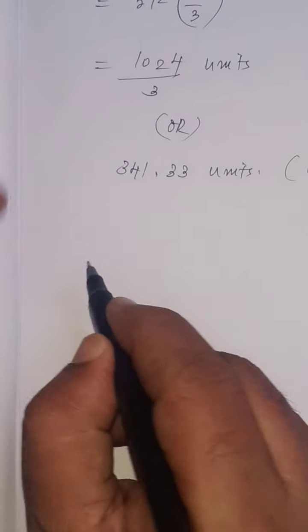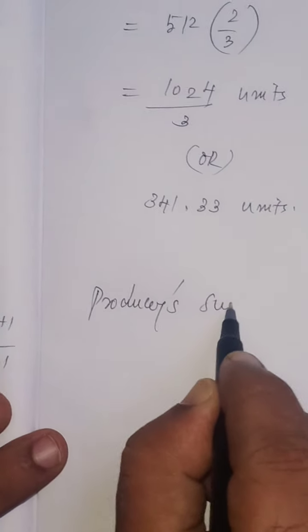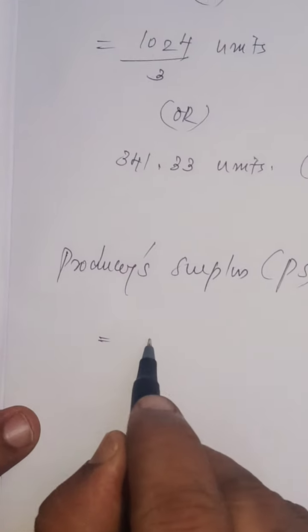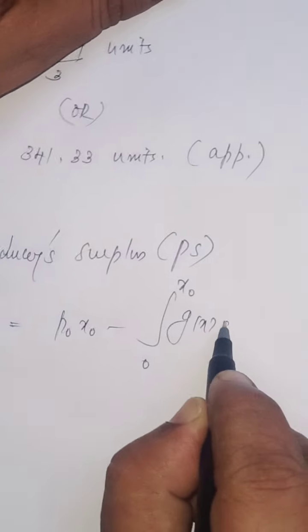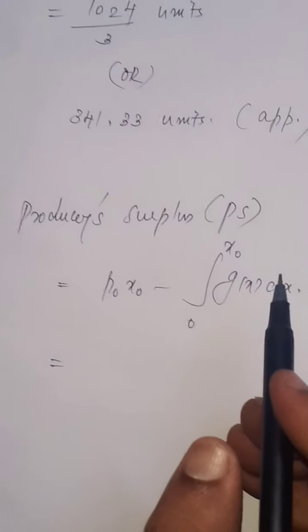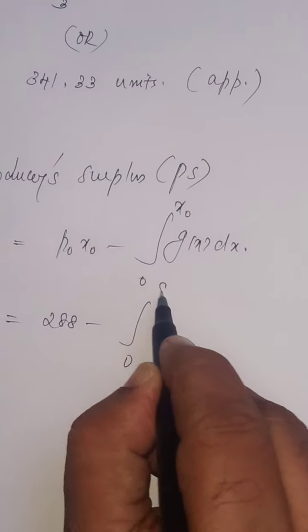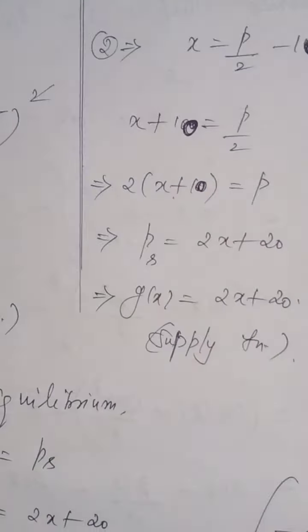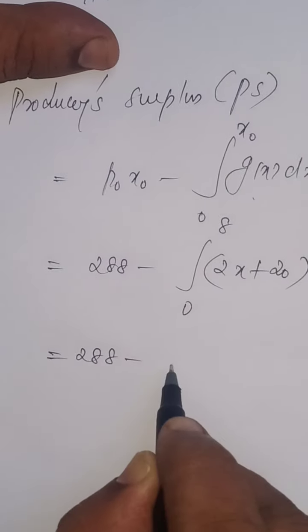Right, now we have to find the producer surplus, that is PS. Formula: P naught x naught minus integral 0 to x naught g of x dx. We know the value of P naught x naught, which is 288, minus the integral from 0 to x naught value 8. Here g of x is the supply function, which is 2x plus 20, dx, equals 288.